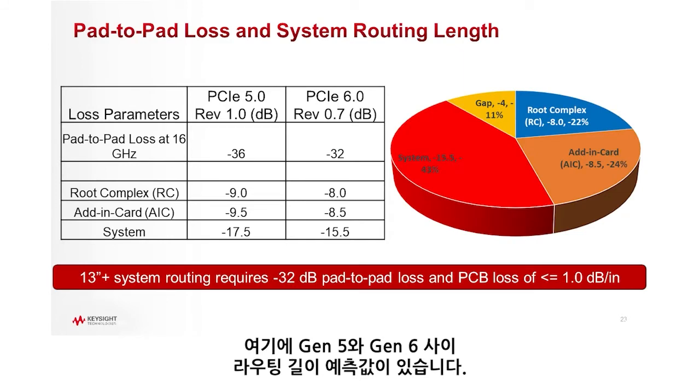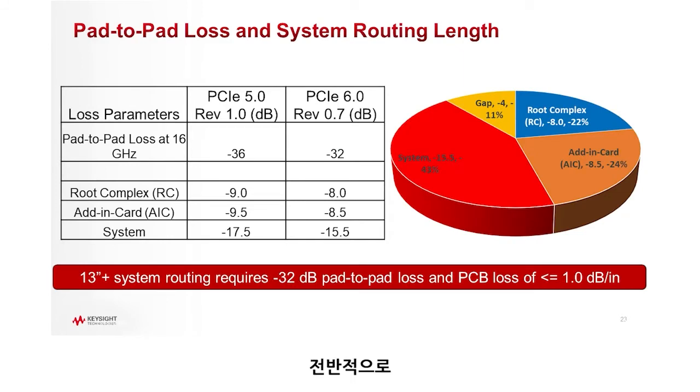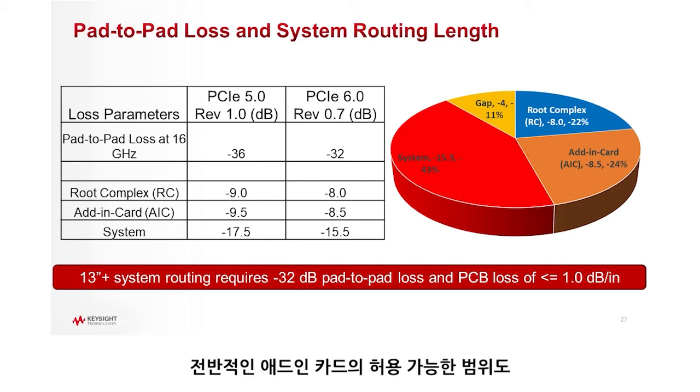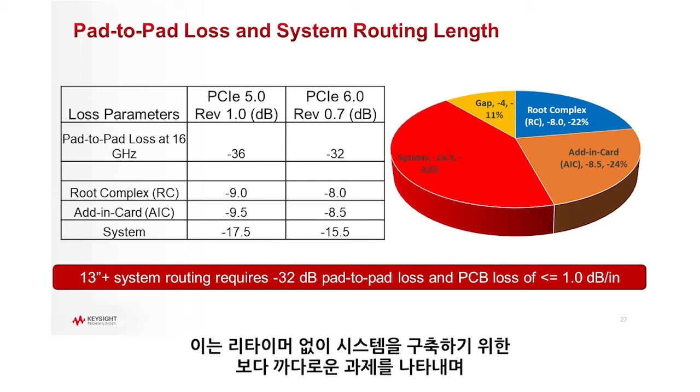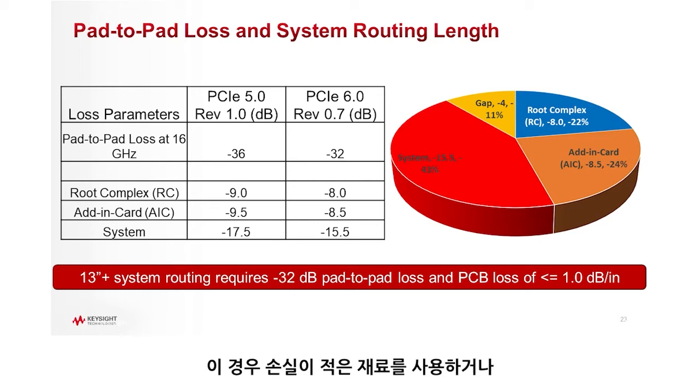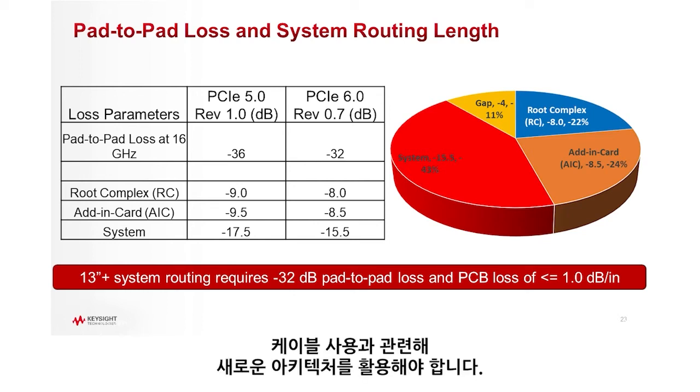Here's an estimate of routing lengths between Gen 5 and Gen 6. You can see that overall system routing lengths are expected to be reduced moving to PCI Express 6.0, and that the overall budget allowances for adding cards is also reduced by about a dB. So this reflects greater challenges to be able to build systems without retimers, or will demand the use of lower loss materials or new architectural shifts in the use of cabling.